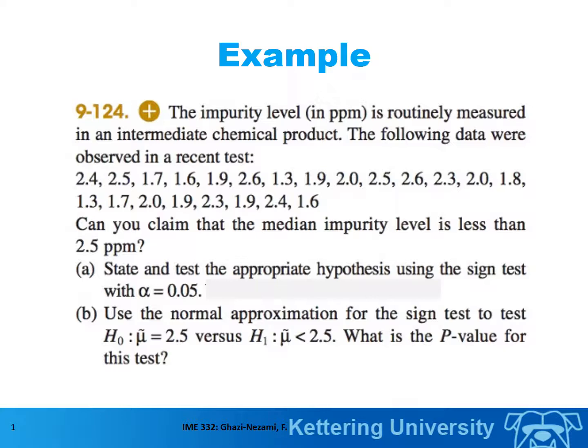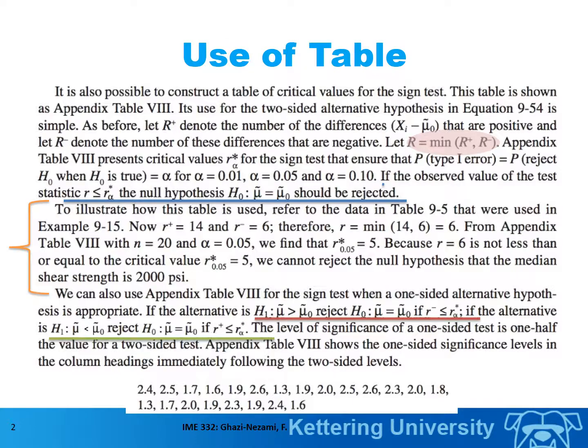So if you agree with me, I have a one-sided test. Why? Because the claim is telling me that the median impurity level is less than 2.5. As a result, your H1 is saying that mu is less than 2.5. And if you remember, we said if you have a lower-sided test, the green area over here, I will reject H0 when R plus, the number of positive differences, is less than a threshold.